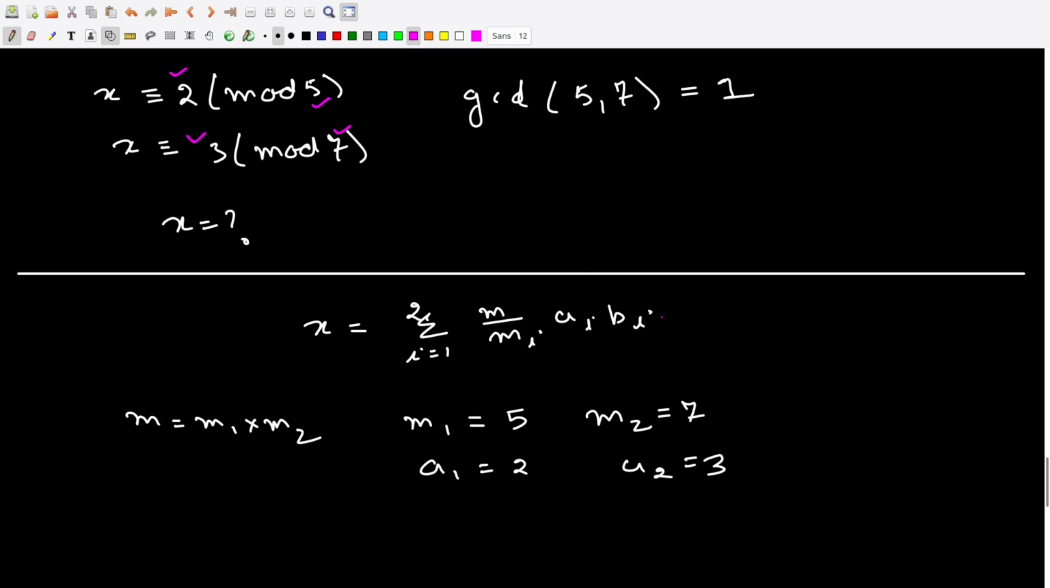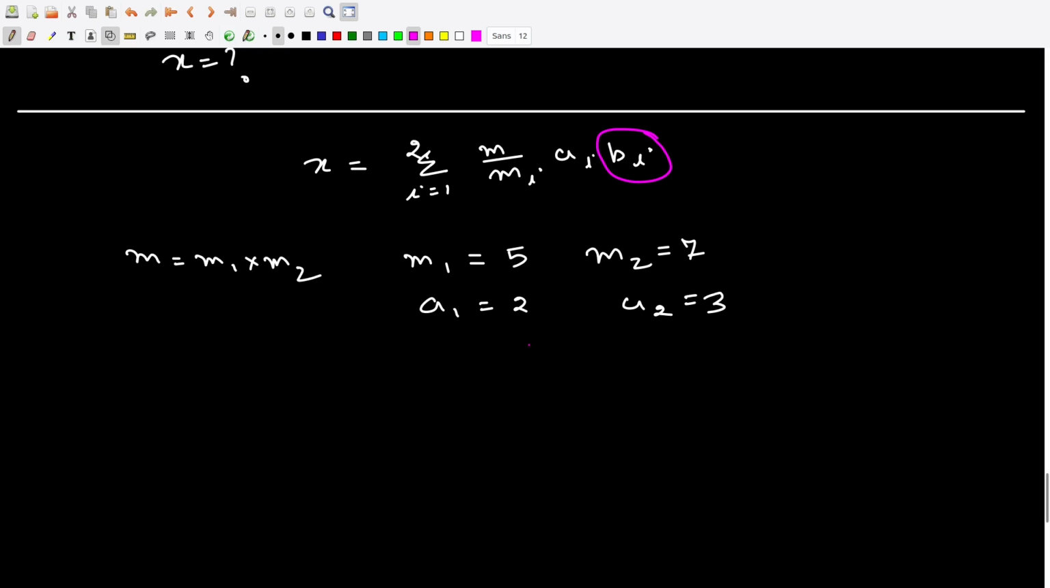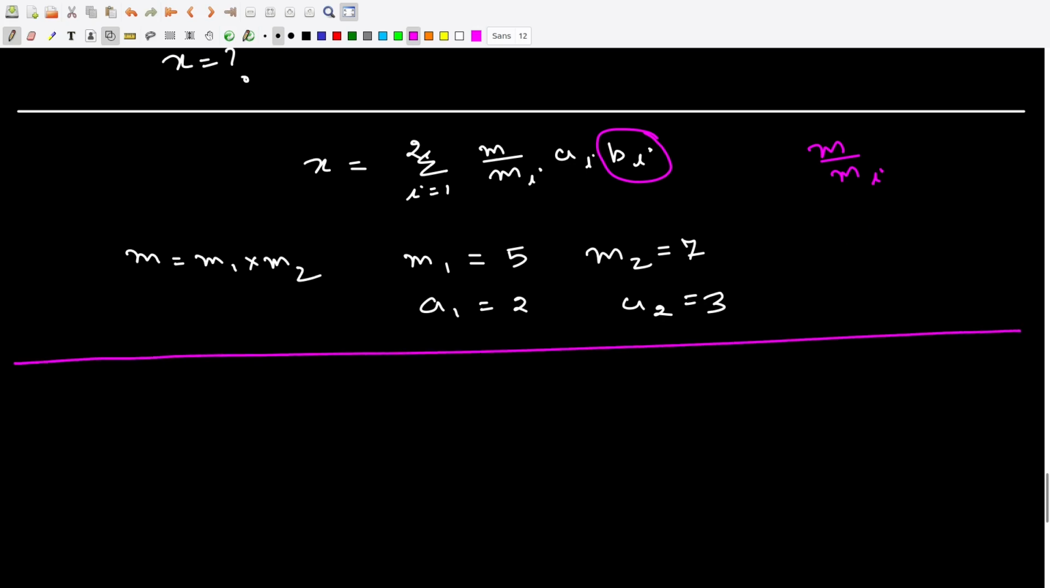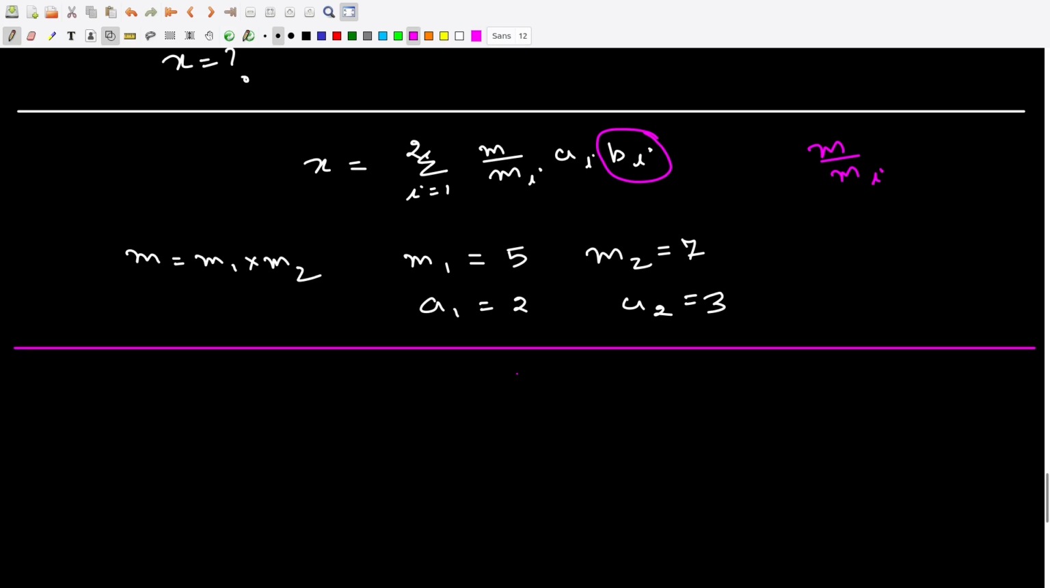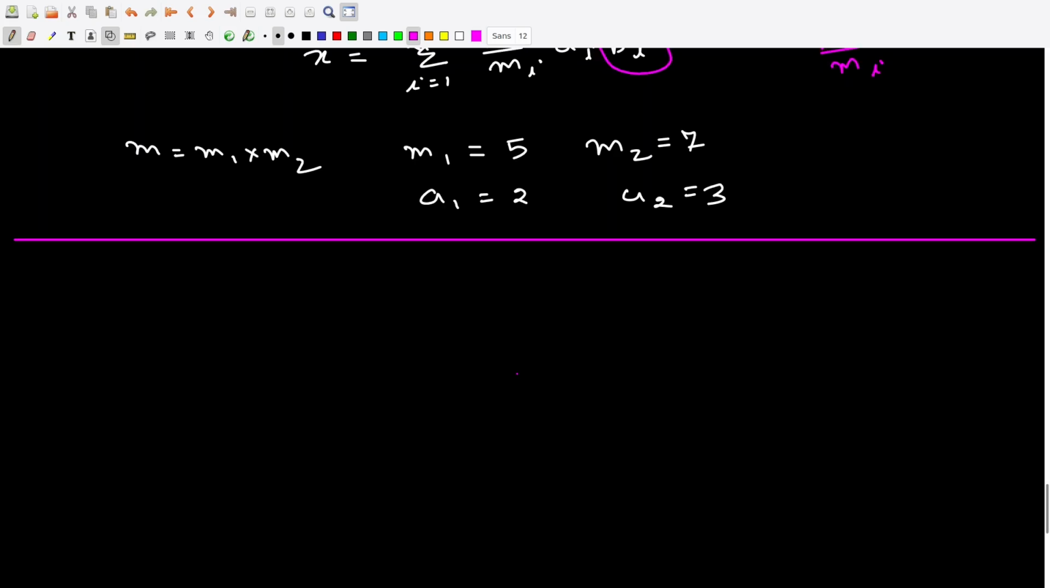Now the missing term is bi. So let us look at what is the value of bi. Well, bi is the multiplicative inverse of M by mi. And how do we find a multiplicative inverse? The multiplicative inverse can be found using the extended Euclidean algorithm. So let us apply the extended Euclidean algorithm to find the values of b1 and b2. Let us work on b1 first.